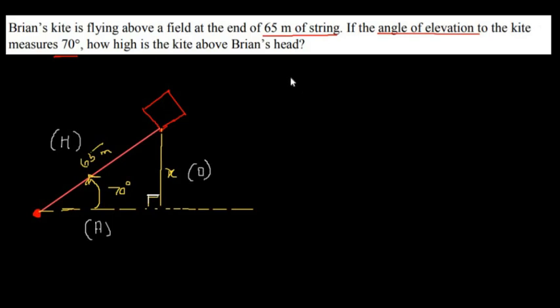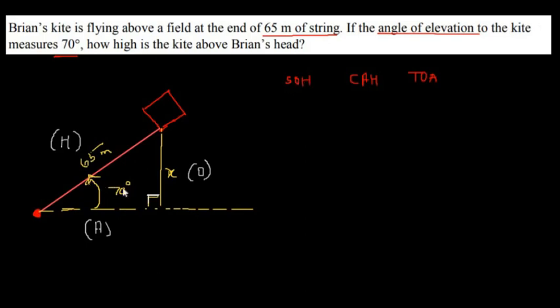Now we have to check whether SOH works, or CAH works, or TOA works, where SOH is sine equals opposite over hypotenuse, CAH is cos equals adjacent over hypotenuse, and TOA is tan equals opposite over adjacent. So let us see what can be used. Let us see first if sine can be used, where opposite and hypotenuse are given.